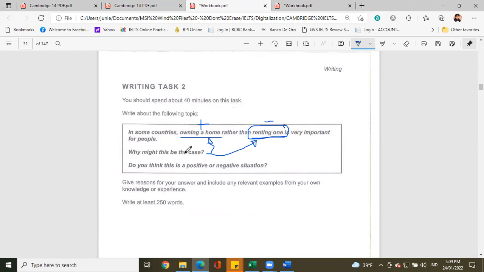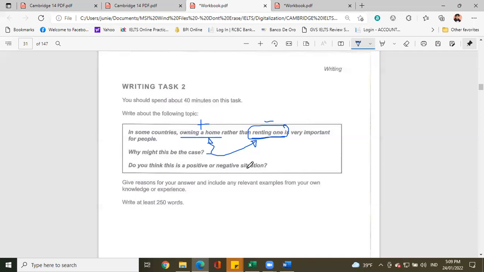Kaya ganyan mga two-part questions, huwag kayo sagot ng sagot, guys. Parang titingnan mo kung ano yung coverage. Hindi yung sinagot mo lang yung owning a home, pero wala kang binanggit about renting a home. Wala. 6.5 maximum yan. Even no matter how good your language is.